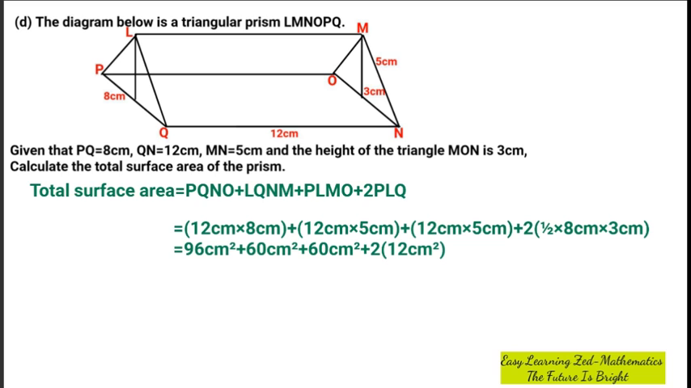So 96 plus 60 will give us 156 centimeter squared, plus 60 centimeter squared, plus, so when we multiply 2 by 12 will give us 24. So it's going to be plus 24 centimeter squared. Then we're going to add 156 plus 60 will give us 216 centimeter squared plus 24 centimeter squared. When we add 216 plus 24 centimeter squared will give us 240 centimeter squared.